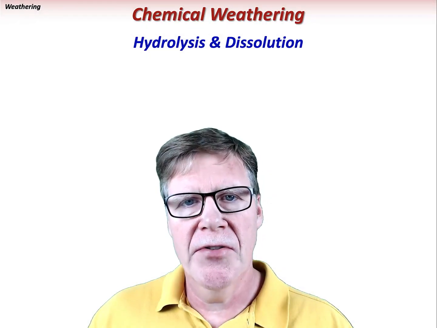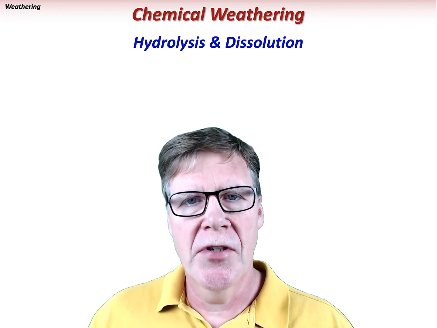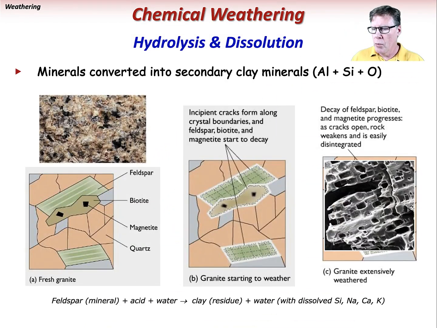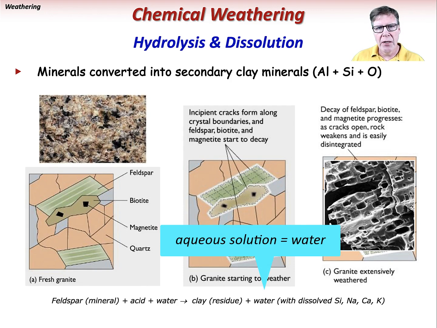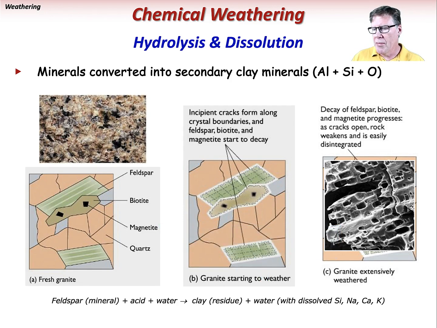Silicate and carbonate minerals are susceptible to dissolution and hydrolysis, where some of the original minerals are converted to secondary clay minerals. Ions like silicon, sodium, calcium, and potassium are carried away in aqueous solution, meaning water, leaving a clay mineral residue enriched in aluminum and silica.